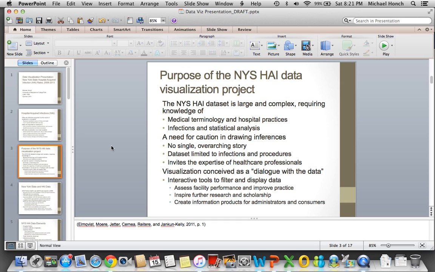So this visualization was conceived as what Elmquist et al. referred to as a dialogue with the data, as interactive tools that medical professionals can use to filter and display data, to assess their performance, to improve practice, to inspire research and scholarship, and perhaps most importantly, to create information products for administrators and consumers alike.